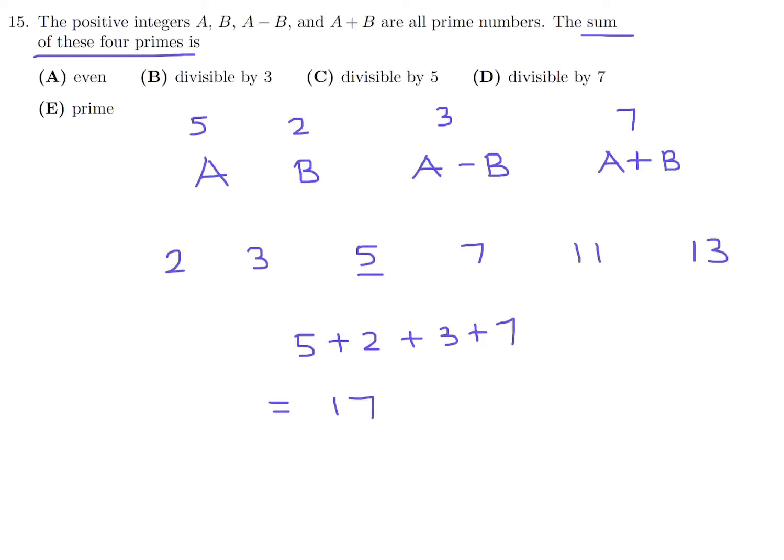All right, so now let's look at the answer choices. 17, is it even? No. Is it divisible by 3? No. Is it divisible by 5? No. Is it divisible by 7? No. Is it a prime? Yes, it is. So 17, the answer is E.